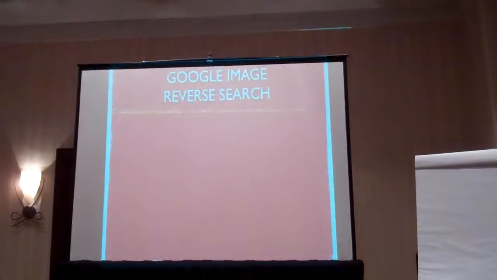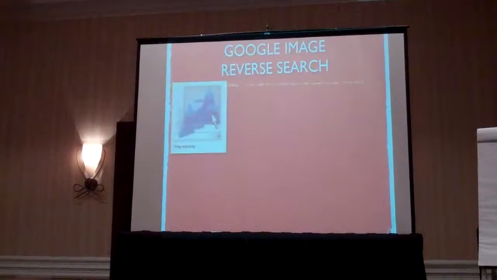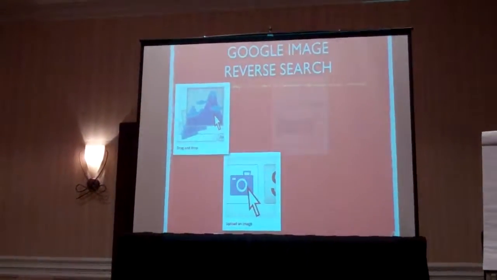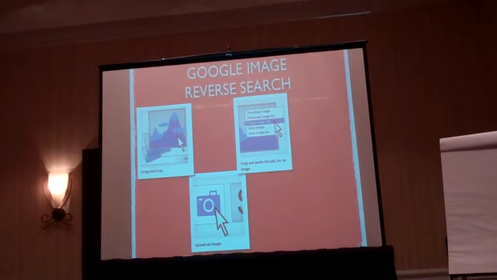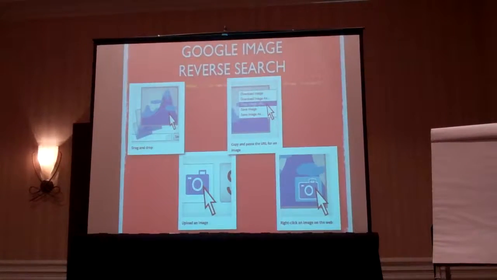So Tineye is a really wonderful tool, as is Google Image Reverse Search. It works a lot like Tineye. It's not exactly the same. There are lots of ways you can drop photographs into Google Image Reverse Search. You can drag and drop. You can upload an image. You can copy and paste the URL in, and it will search all the images on that page. And you can also right-click on the image and search it that way as well.